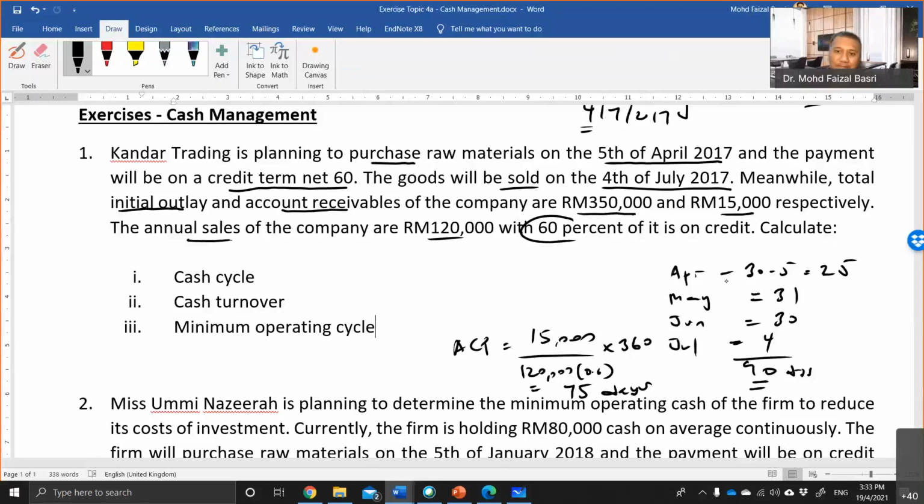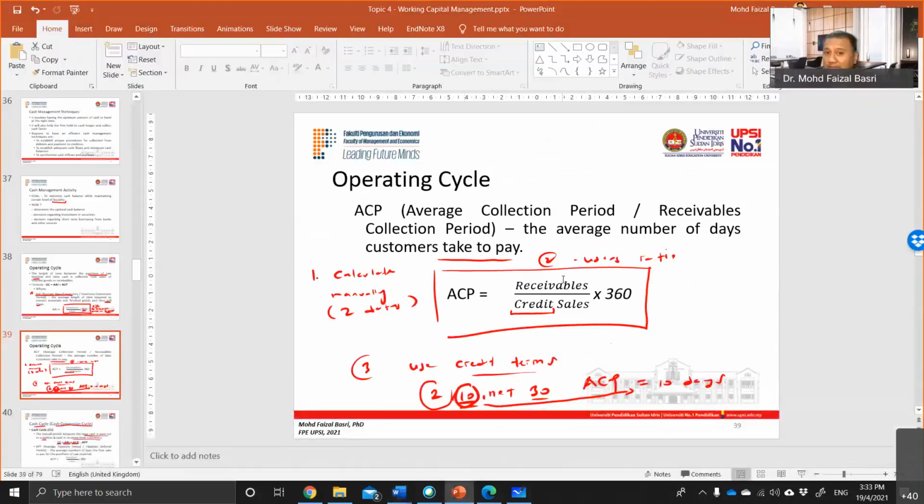Okay, so that's ACP. So look in the question, find the relevant information, and decide which method to use. Okay, so this requires understanding. Need to understand which information is given and which method to be used according to the information given in the question. Because there's no one way to find the ACP. Right? So that's the second part.